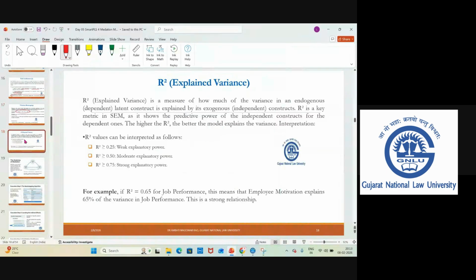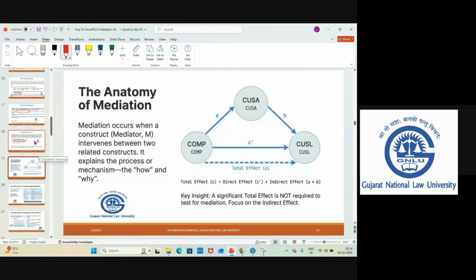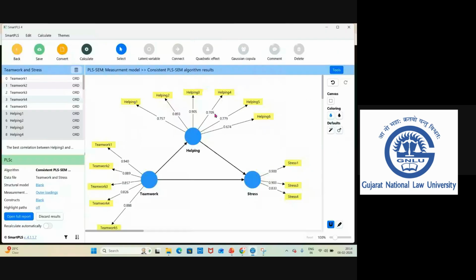Okay, the R square value. It tells us how much the independent variables influence the dependent variable, how much explanatory power we have. We are going to explain that with the help of the R square. Next, please come to the SmartPLS. We have done the edit.